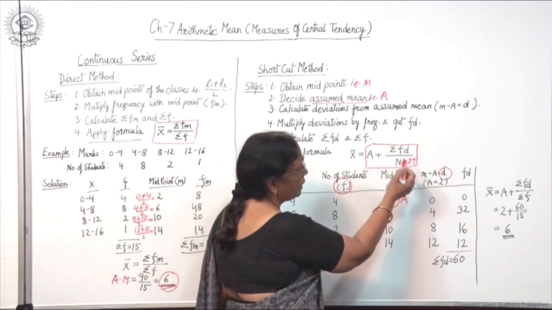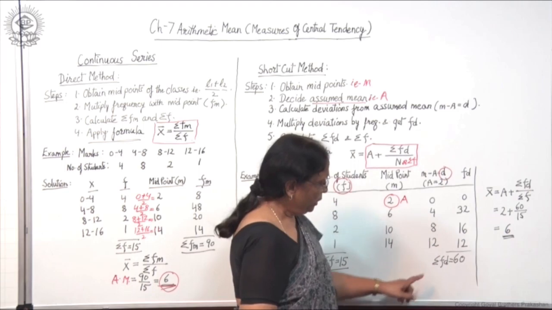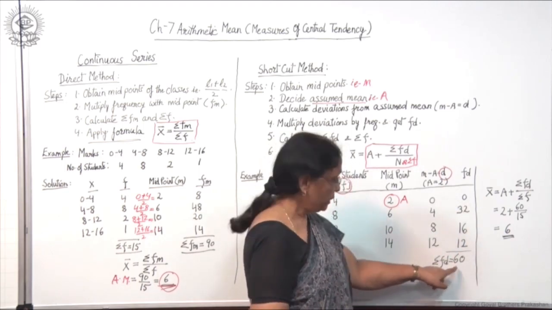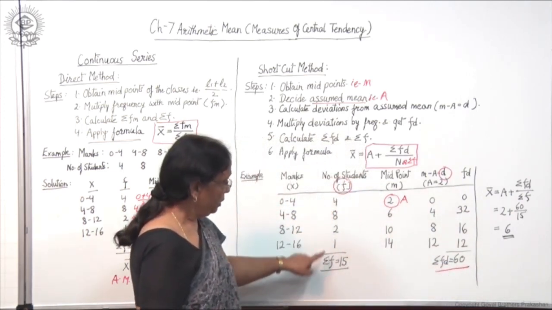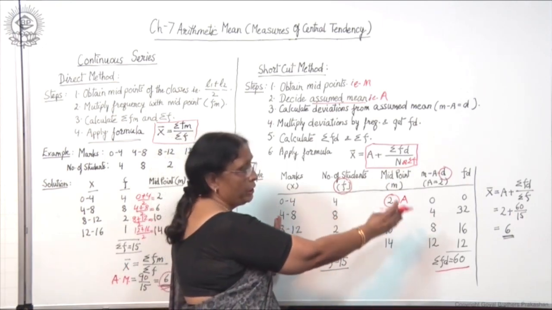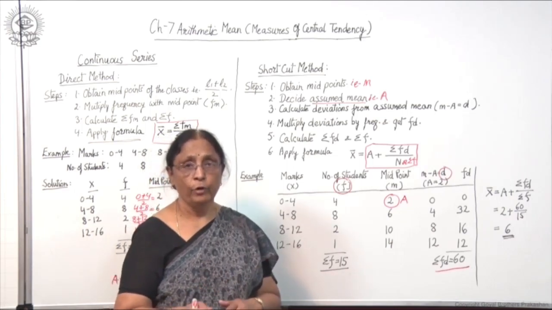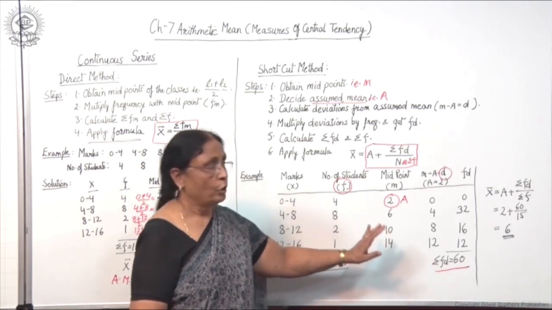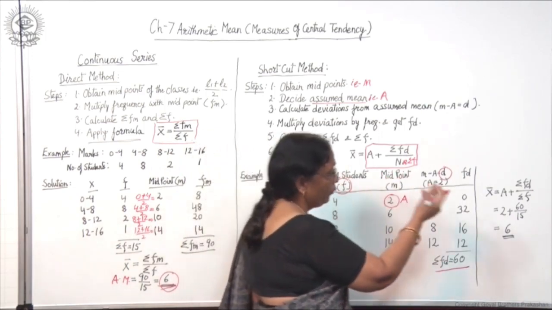Now your formula says sigma FD, so you have to do the total of this column. Here sigma FD, adding up all these, we get 60. This is sigma FD. And what is sigma F? That is 15. Right? Now after doing this calculation, you are in a position to put the values against the formula, because you have completed your calculations according to what the formula needs. Now apply the formula.